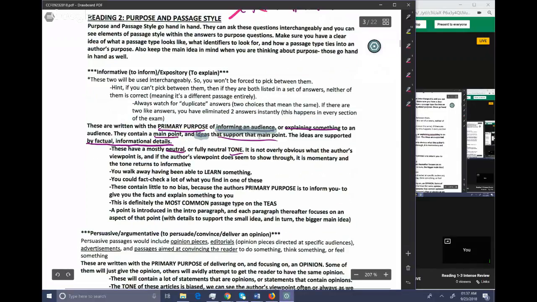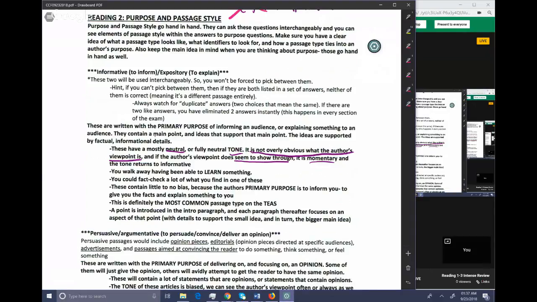So maybe here and there you can tell that the author agrees or disagrees with something in particular, but it's not obvious what the author's opinion is, and they are certainly not sitting there conveying their opinion. So it is either a mostly or fully neutral tone. So it is not overly obvious what the author's viewpoint is. It does not seem to show through, and if it does, it is a momentary, quick tone, and it returns to an informative tone. When you walk away from an informative, you've had the opportunity to learn something.